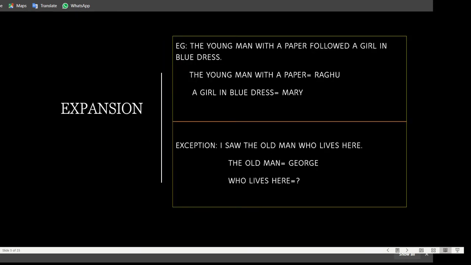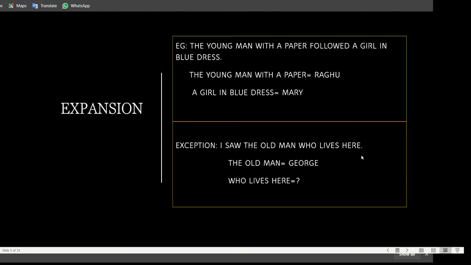Again, a girl in blue dress can be substituted by any proper noun. It can be Mary or Neha or anyone. So the young man with a paper is just an expansion of the small constituent John or Jacob. A girl in blue dress is an expansion of the small constituent Mary. All sentences are enlargements or expansions of a simple construction into a larger construction. That is what expansion says.